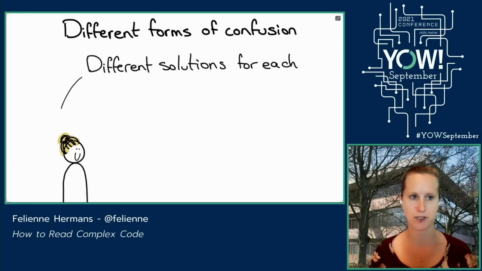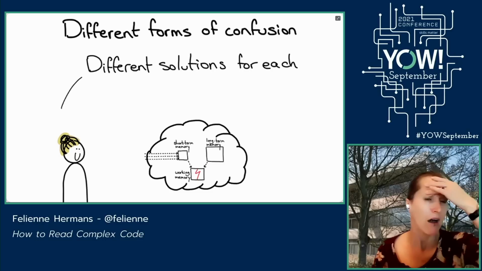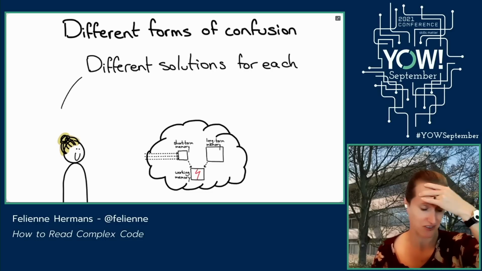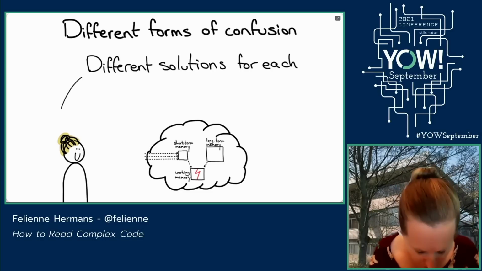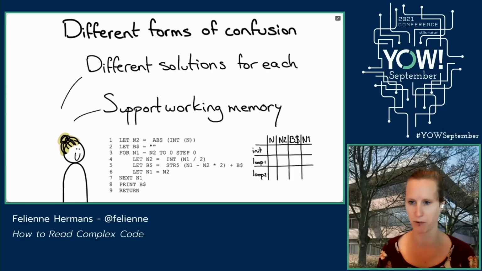Then let's go to this final type of confusion. This is also confusion, of course, that happens commonly, where you have a piece of code and your working memory is like, oh my God, my processor is getting overloaded from all the steps I have to do. There are many things you can do. We have many examples in the book as well.